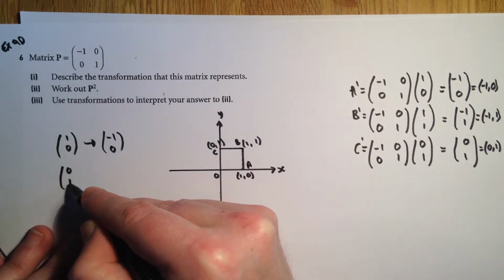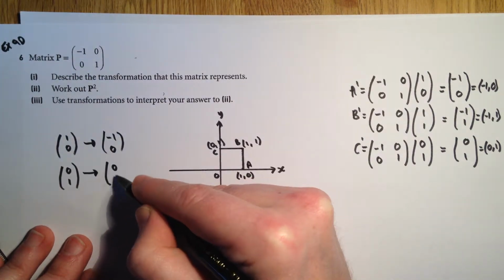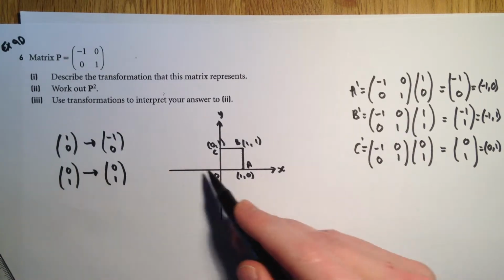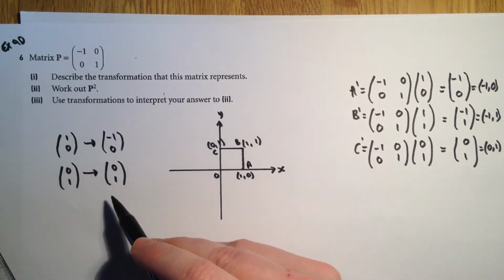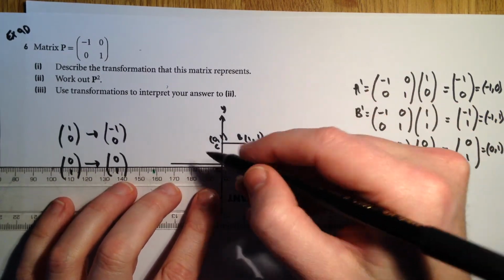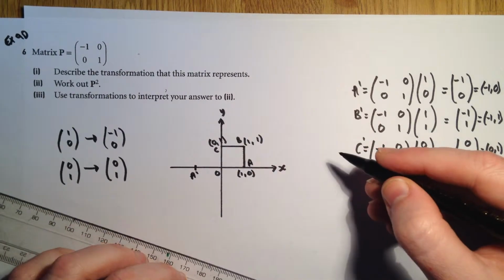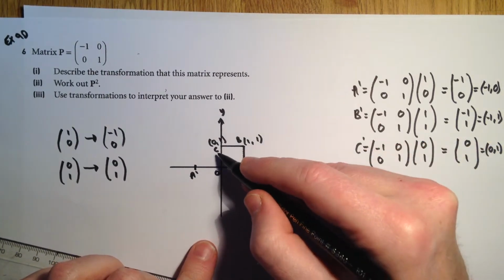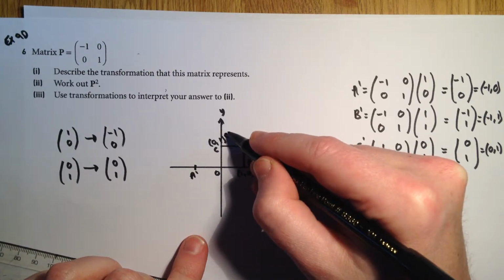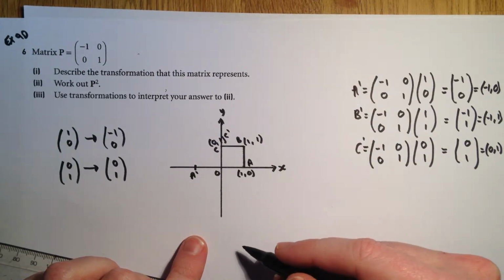And the second one that we always do is 0, 1, the journey between O and C. So 0, 1 becomes 0, 1. So 0, 1 is unchanged. So our vector between O and A was 1, 0, and now it's negative 1, 0. So A dash is going to appear there, and OC is going to remain unchanged. So C dash is going to remain in the same place, in that position up there.